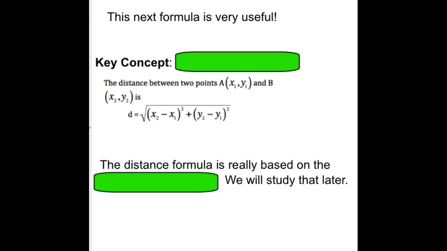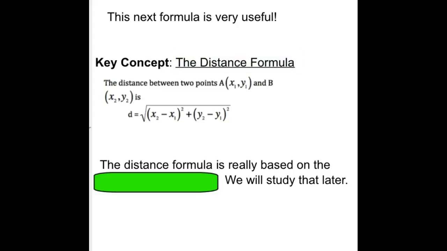Okay. The next formula is a very useful formula. It's the distance formula. The distance formula says the distance between any 2 points in the coordinate plane is that right there: the square root of the difference in the x's squared plus the difference in the y's squared. Really, the distance formula is based on the Pythagorean theorem, and you can actually use the Pythagorean theorem to help you if you already know that.